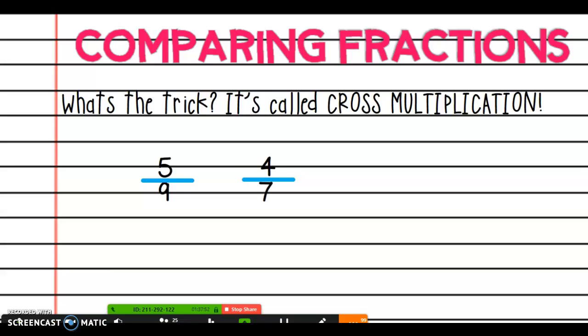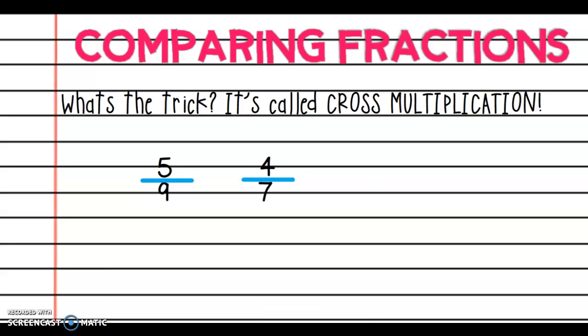We have two fractions here that we are going to compare: 5/9 and 4/7. So what is the trick? Well, it's cross multiplication. The first thing that we will do is multiply this denominator, 9, by the numerator of the other fraction, which is 4. We are going to multiply those two numbers together, 9 times 4, and we get 36.